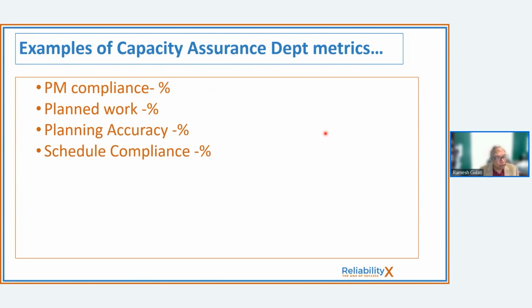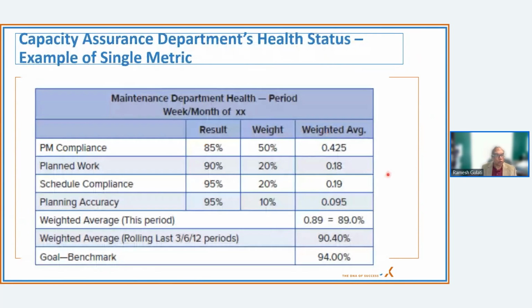Here's another way of looking at it, which was done in one company. They had these four metrics: PM compliance, percent planned work, schedule compliance, and planning accuracy. These were their results: 85, 90, 95, 95. Working together with the boss, they gave a weighting factor. PM compliance was very important, so they gave it 50%. Planned work 20%, schedule 20%, planning 10%. Based on that, they came up with a weighted average.